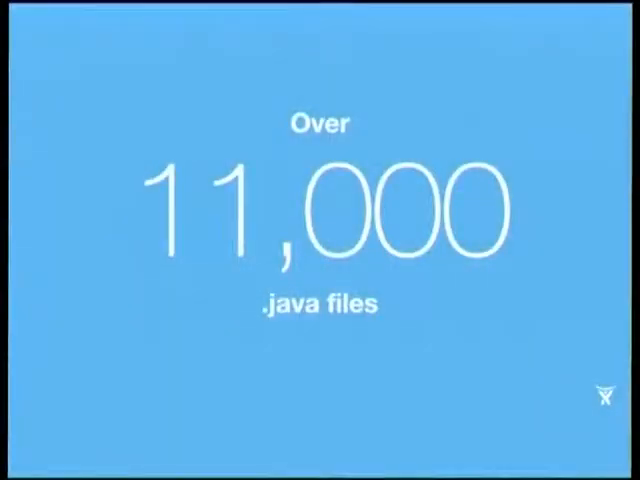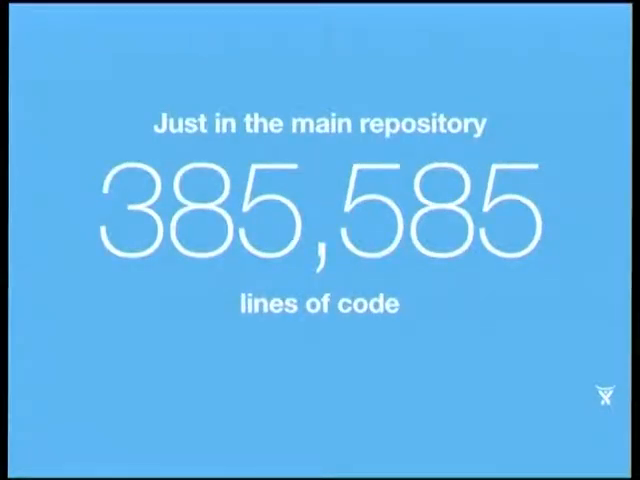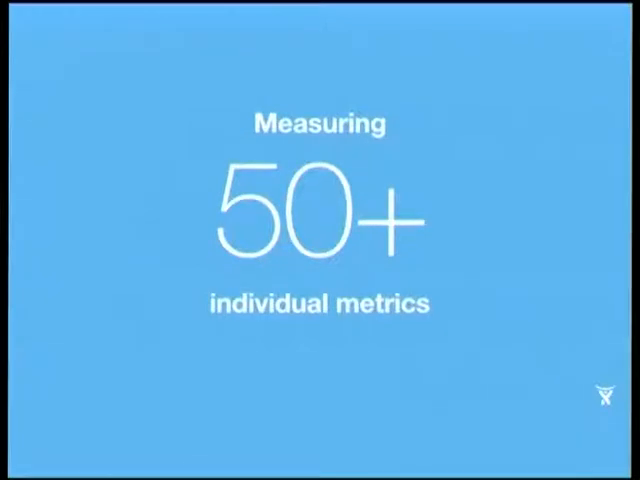So on the measurement front, we have a pretty large code base. This is in the main JIRA repository. We've got over 11,000 Java files and hundreds of thousands of lines of code. And of course, that's just in the main repository. We have all these libraries and plugins and stuff that contribute code into this code base. So it's extremely large, and we're trying to measure over 50 individual metrics. That's how much we've got at the moment.